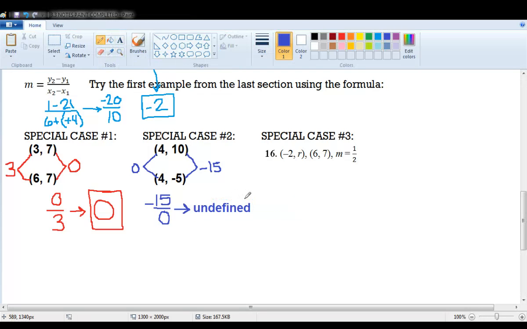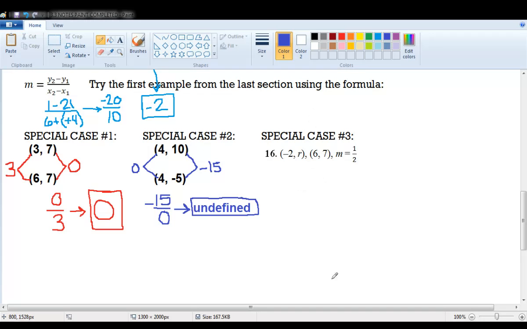You can cut a pie into 8 pieces. You can cut a pie into 4 pieces. You can cut a pie into 12 pieces. You cannot cut a pie into 0 pieces. Some people say, well, what if you eat it all? Well, then it's 1 piece. It's in your stomach, but it's still 1 piece. Anyway, whenever the 0 is on bottom, it is undefined.